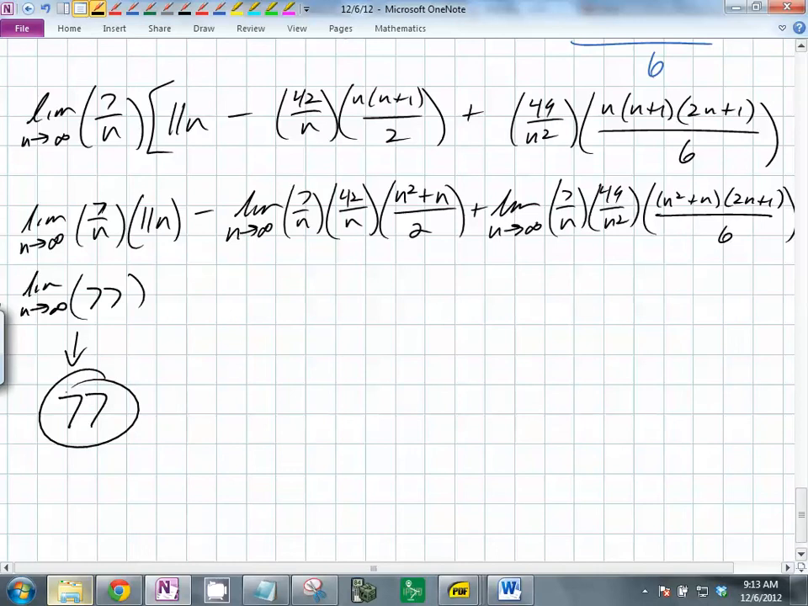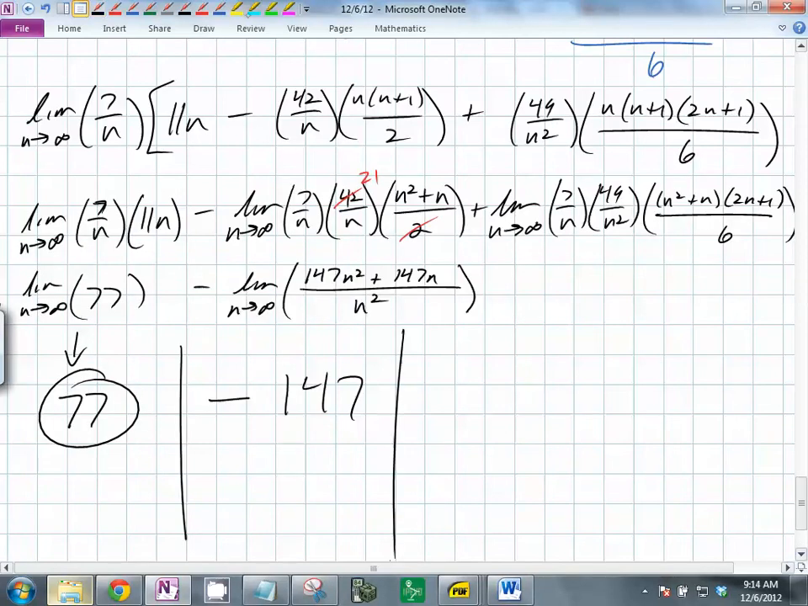It's just 77, because there's no n in it. Like, what's the limit as 77 stays the same? 77. The larger one is only algebra, kids. It's only algebra. Let's just block it off right there.